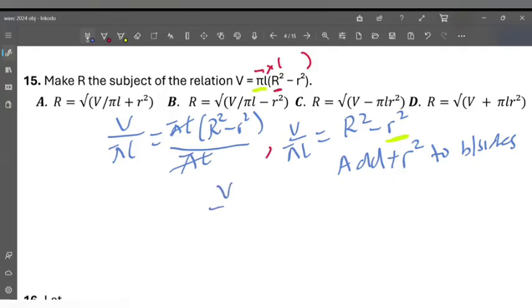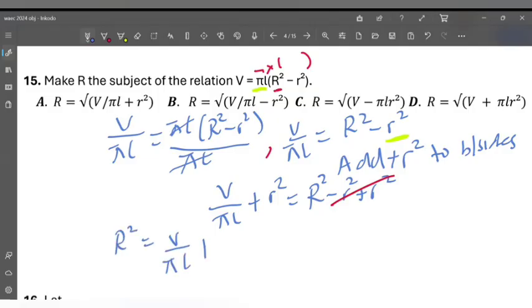So this gives me v over pi l plus arrow squared is equals to arrow square minus arrow square plus arrow square. If you notice, these two are going to cancel each other. And what I'm left with, let me write my arrow square first. I'm left that arrow square is equals to v over pi l plus small letter arrow squared. So what's the last thing disturbing my arrow from standing alone? It is this square. So how do I kill a square? I use the opposite of a square. What is the opposite of a square? It's a square root. So you simply take the square root of both sides.